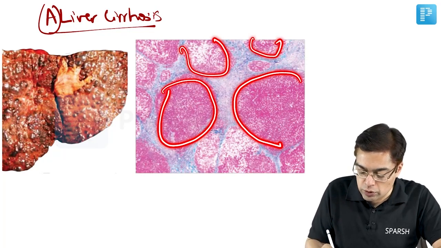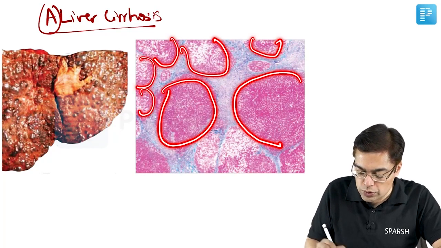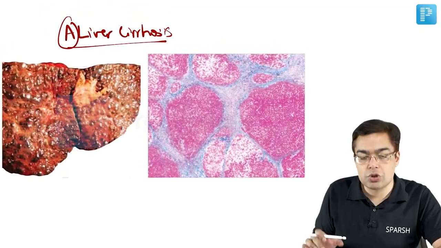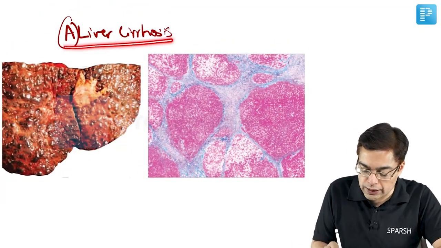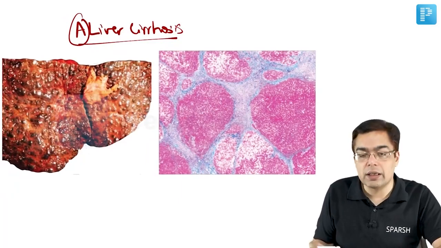So you have the presence of the irregularity or the nodular appearance, which is going to be seen because of the deposition of the collagen over here, and that is what is going to be seen in case of a patient who is going to be having alcoholic liver cirrhosis.